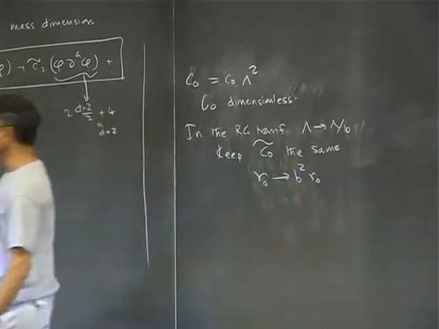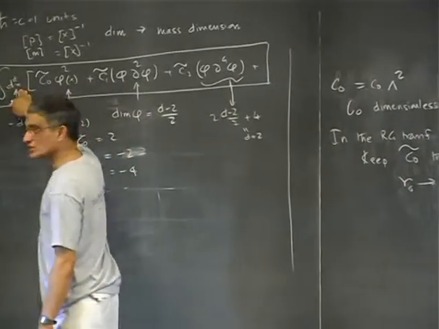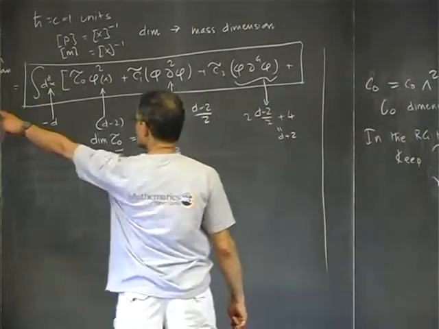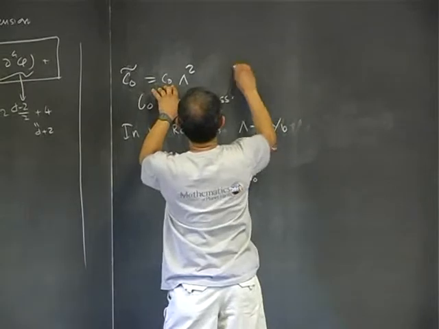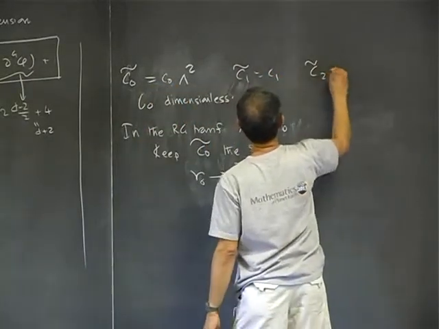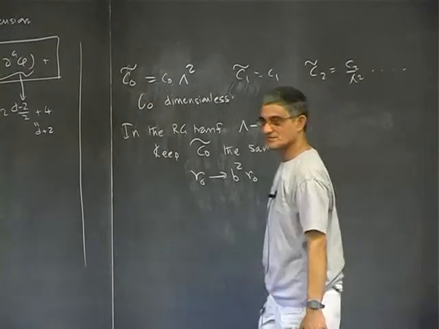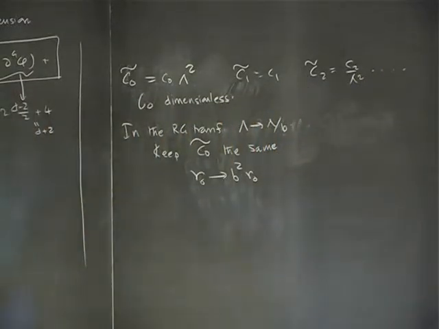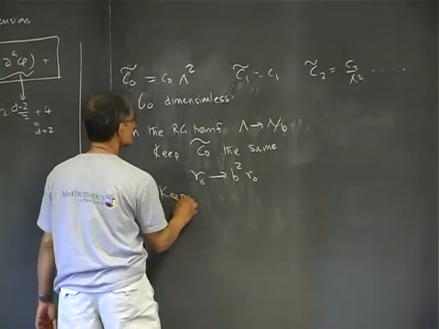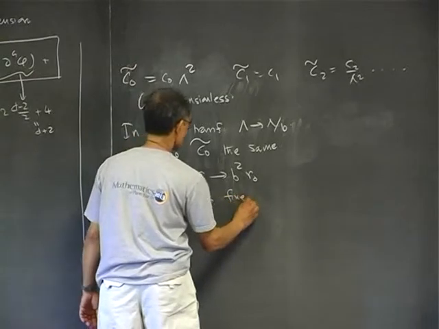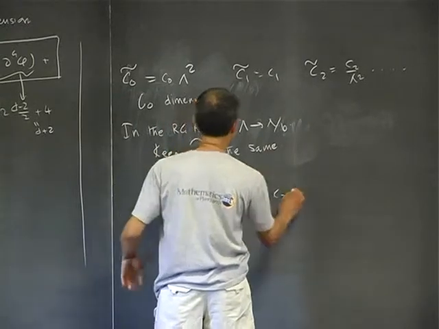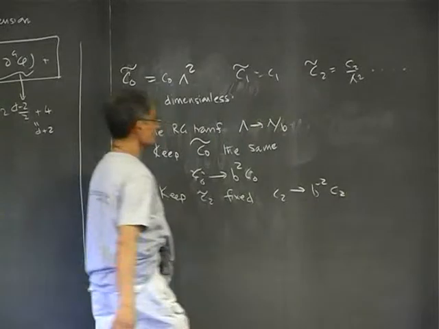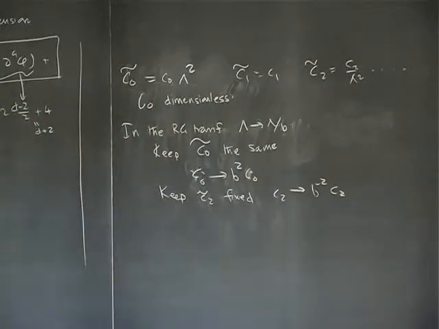Okay, now I have everything in control. The things with the tildes are in position space, what I have written down. And the things which correspond to those C0, C1, C2 are related, like C1 tilde is C1, C2 tilde is C2 by lambda squared, and so on. Okay? Similarly, if I want to keep C2 fixed, then C2, so this is C0 again, should go to B to the minus 2 C2 by exactly the same reason. What does this mean? This means the following.